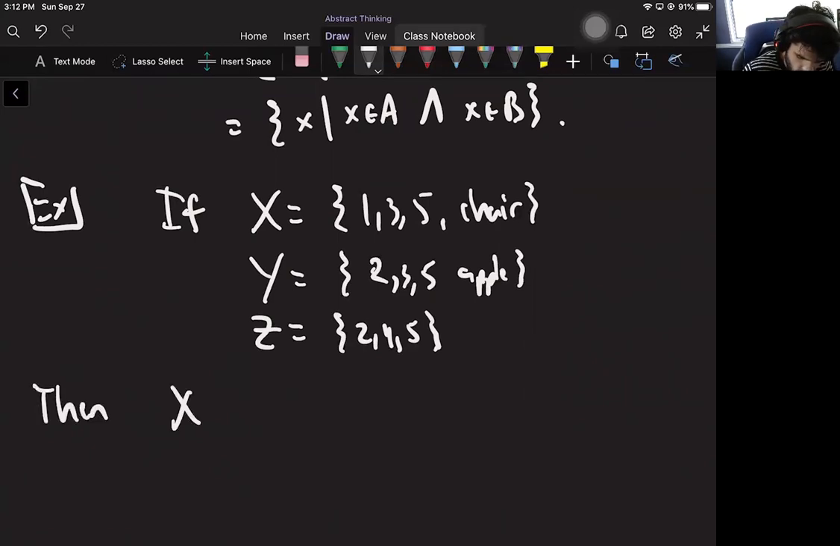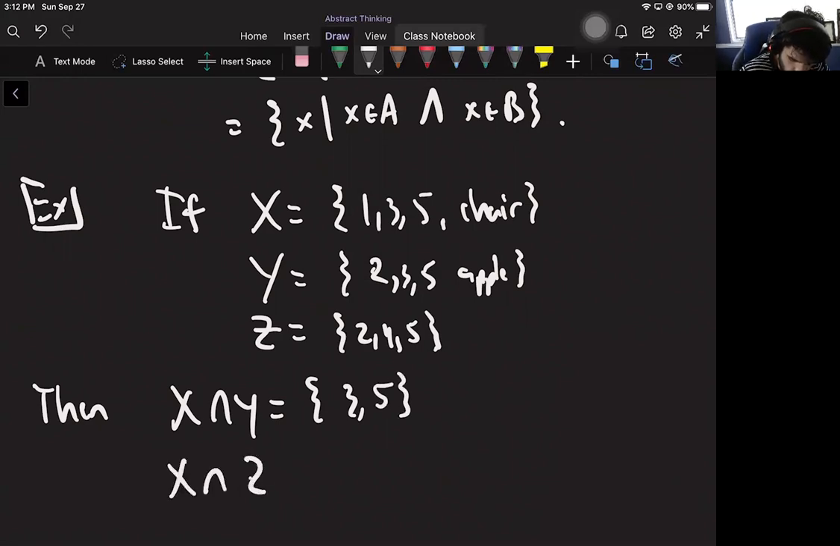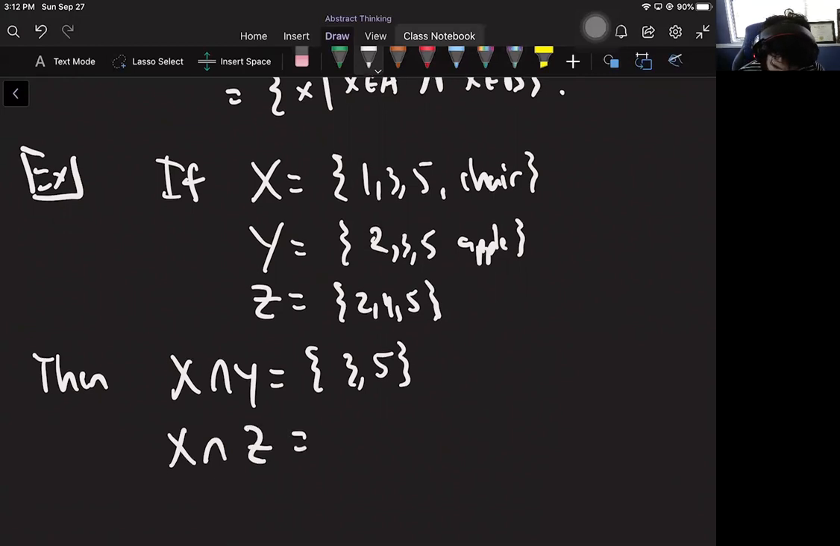So for example, X intersect Y is what? Well, what do X and Y have in common? They have 2, 3, and, nope, they don't have 2 in common. Sorry, they have 3 in common and 5 in common. And that's it. If I do X intersect Z, then they only have 5 in common, right?